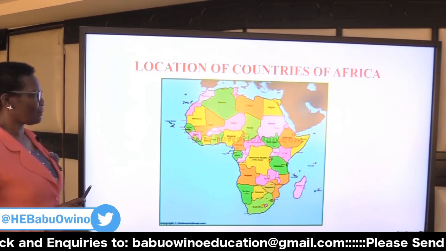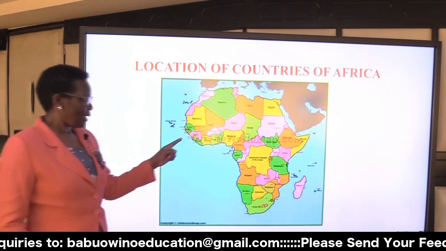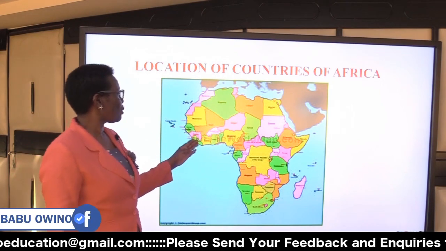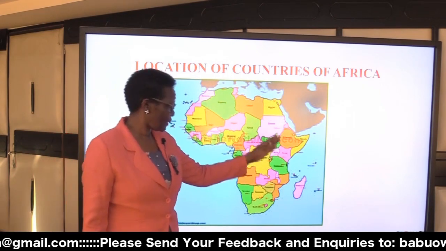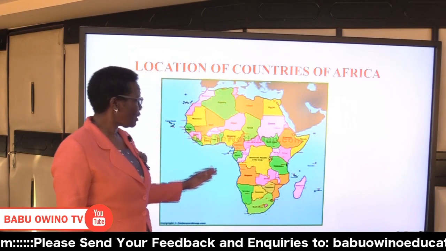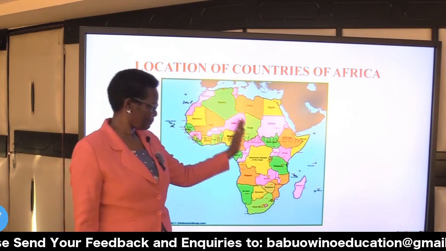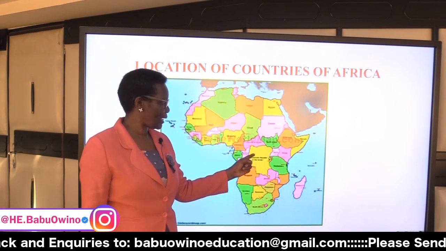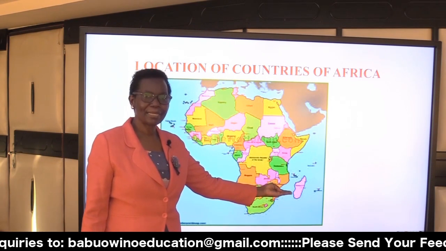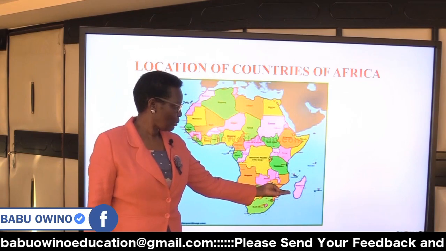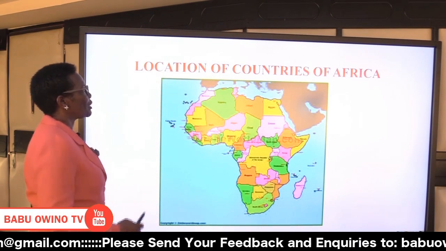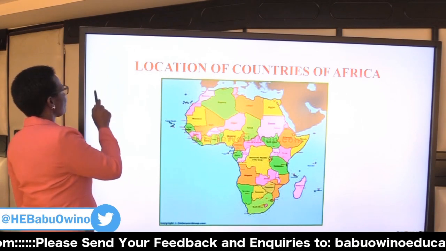Location of the countries of Africa. I've given you a map of Africa. This map of Africa has all the countries of Africa here, all the countries of Africa. They are all included there. There are even some in the water. We have some, we call them islands. So that is the location of countries of Africa.